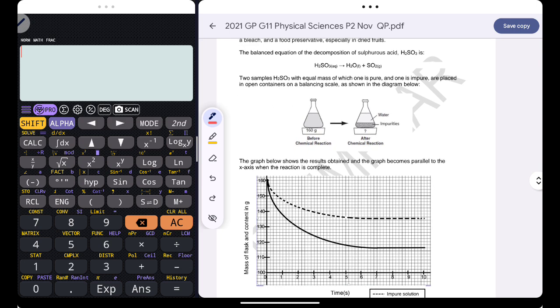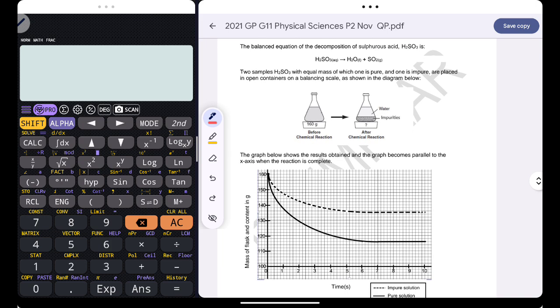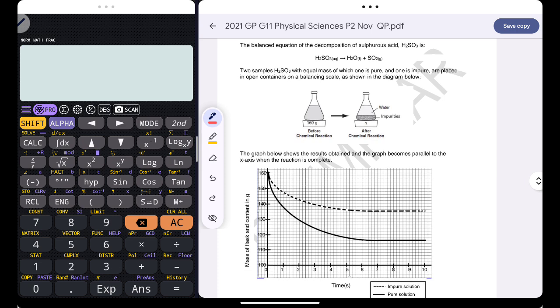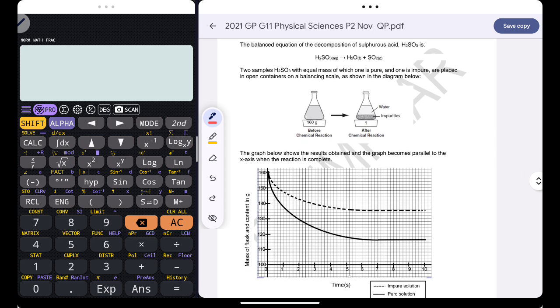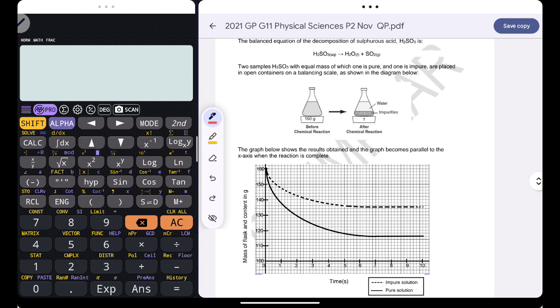The graph below shows the results obtained, and the graph becomes parallel to the x-axis when the reaction is complete. Once the graph becomes flat, it shows that the decomposition of sulfurous acid has completed.